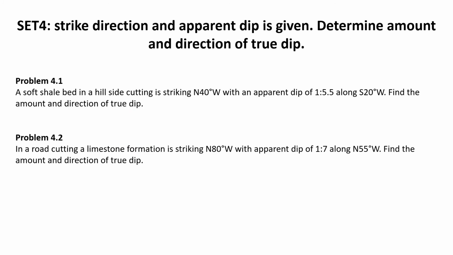So set number 4. In the previous problem they gave us apparent dip direction, amount and everything, and we needed to find the strike direction. But here they have given us the strike direction itself. They give the strike direction, and the apparent dip with both amount and direction, and we have to determine the direction and amount of true dip. Unlike the previous set, there are only 2 problems, not 3. I'll solve the first, and the second problem you have to solve by yourself.